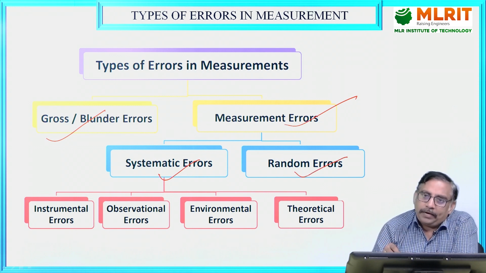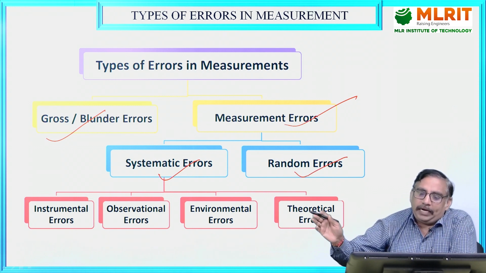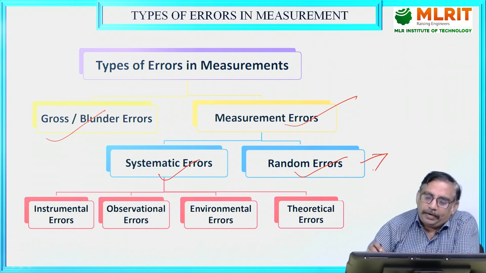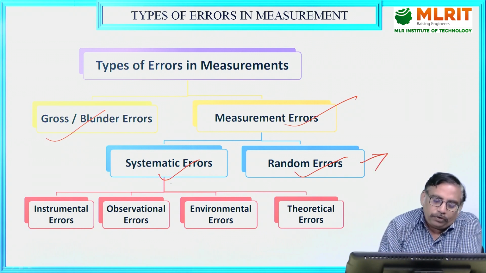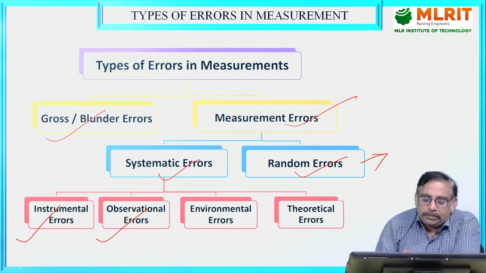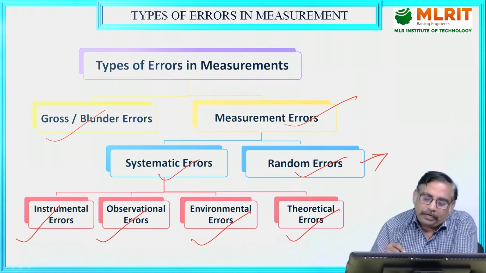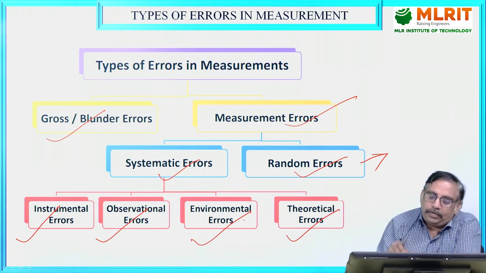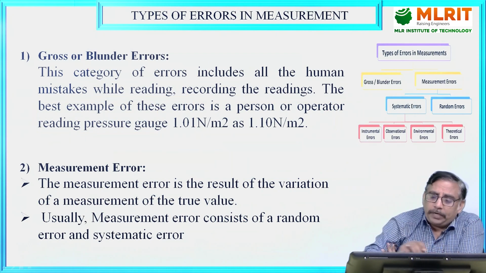Random errors come randomly, so we cannot bifurcate this error further. Systematic errors we bifurcate into instrumental errors, observational errors, environmental errors and theoretical errors. Then, gross and blunder errors.